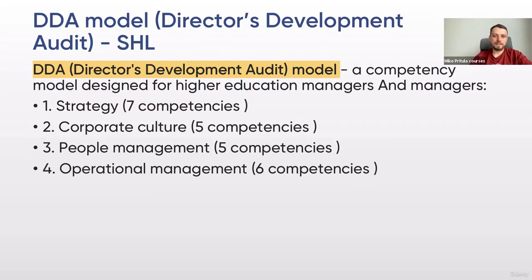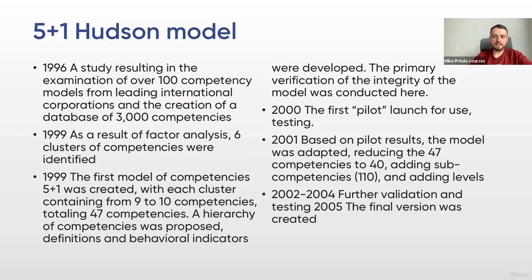Well, that's the model. Next, there's the Hudson model. Hudson's model is called 5+1. Why 5+1? Because 5 general competencies are chosen for companies and 1 for the specific position. Hudson also tried to summarize all existing competency models. They studied over 100 models from various companies and corporations, creating a huge database of about 3,000 competencies. Then they conducted an analysis, identified 6 competency clusters, and created the first 5+1 model, where each cluster contained 9 to 10 competencies, totaling 47 competencies.